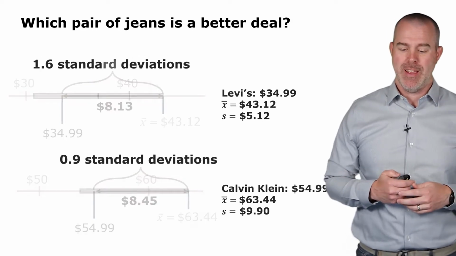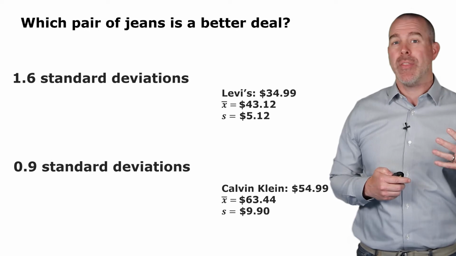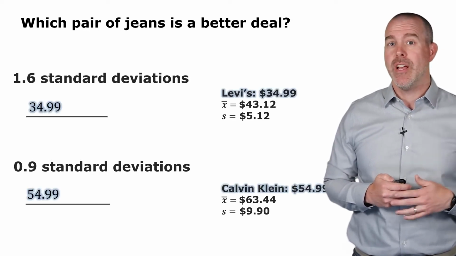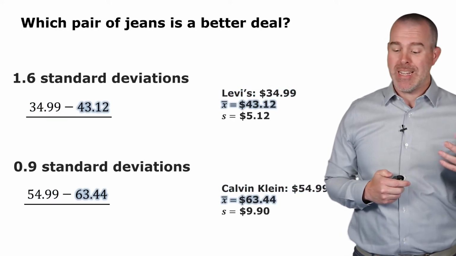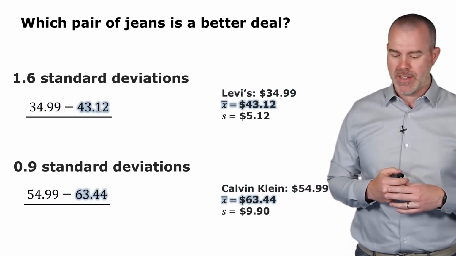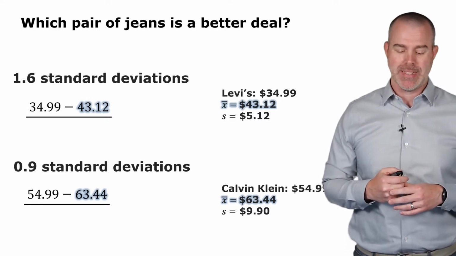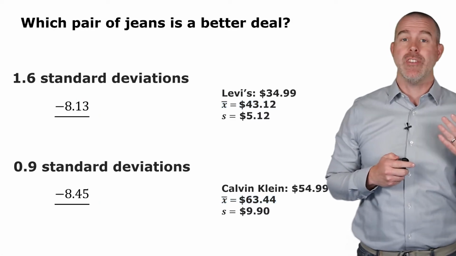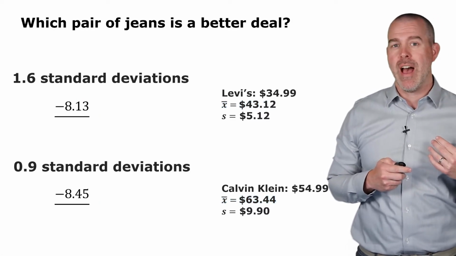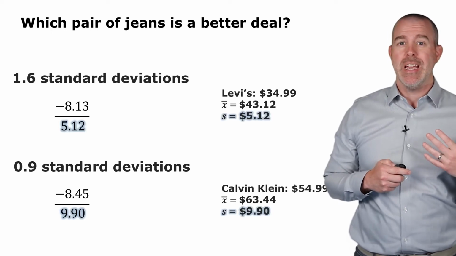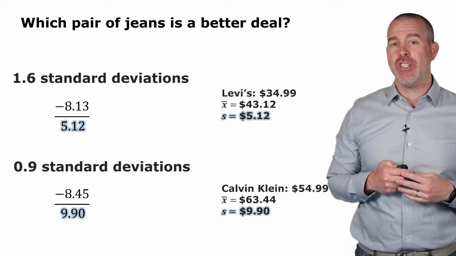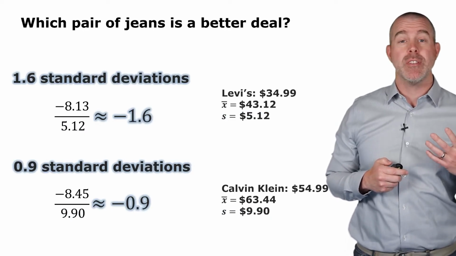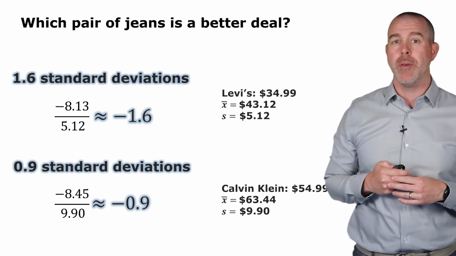All right, let's dive in a little bit more and talk about how this is calculated and then maybe get some symbols in here. So you take the original price, $34.99, subtract the mean, $43.12, or in the case of Calvin Klein, $54.99 minus the mean, $63.44. Then you subtract those. That gets you the negative 8.13, the negative 8.45. It's below, so they're negative. Then we divide by the standard deviation, and that gets us negative 1.6 or negative 9/10. That's the number of standard deviations that they are below the mean.